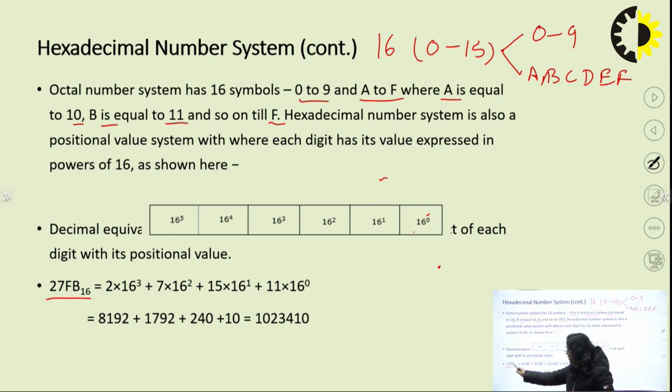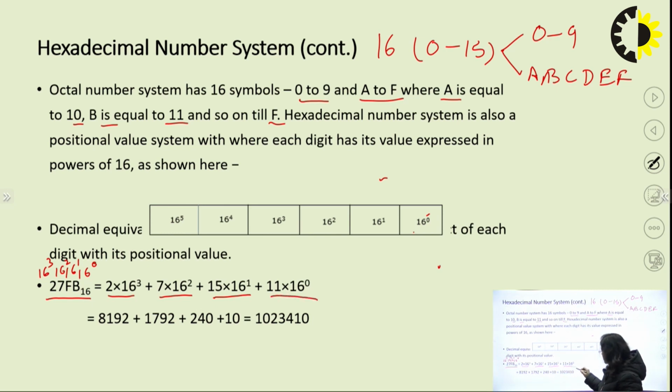So, weight of B is 16 to the power 0, F is 16 to the power 1, 7 is 16 to the power 2 and 2 is 16 to the power 3. So, 2 into 16 to the power 3, 7 into 16 to the power 2, 15 into 16 to the power 1 and B, that is 11 into 16 to the power 0. So, the resultant number comes out to be.